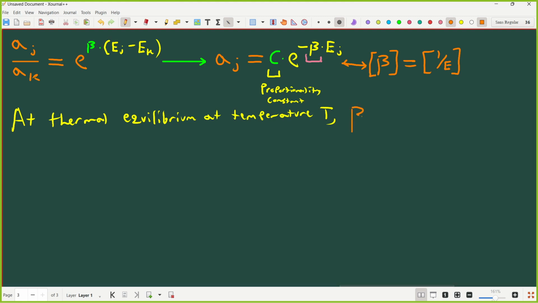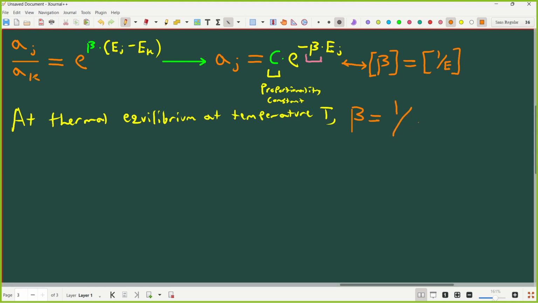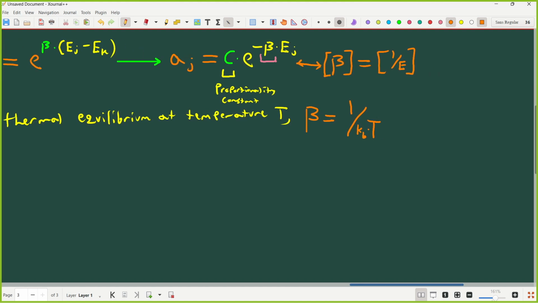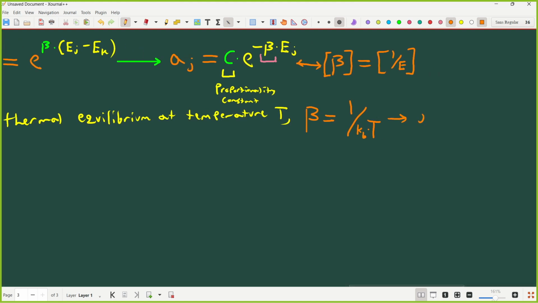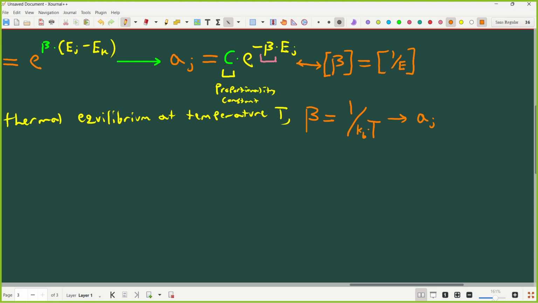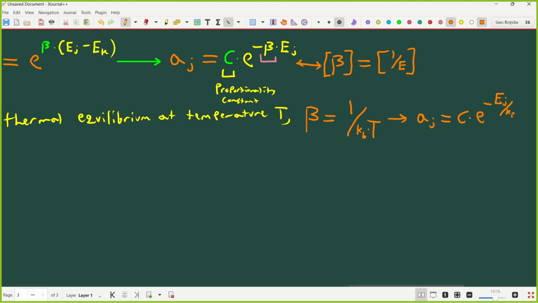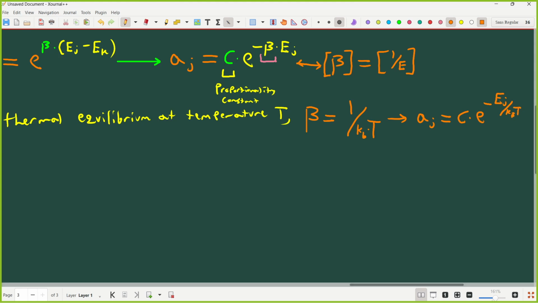beta is equal to 1 over temperature times a proportionality constant called Kb, Boltzmann's constant. So beta is 1 over KbT, which means that the probability of finding a particle in this box that's equilibrated to a given temperature is equal to some constant times e to the minus the energy of the box divided by this constant Kb times temperature.